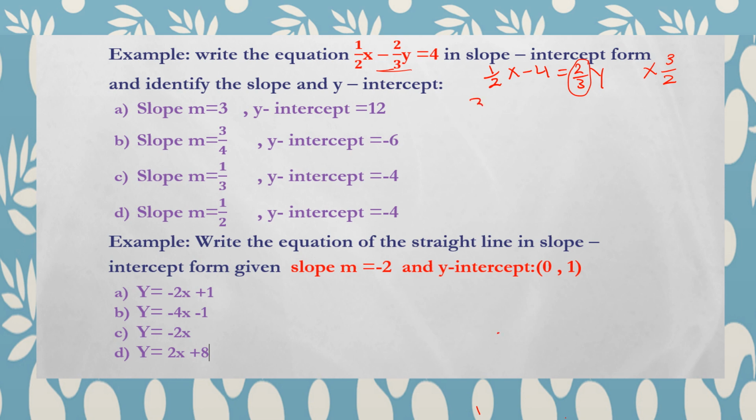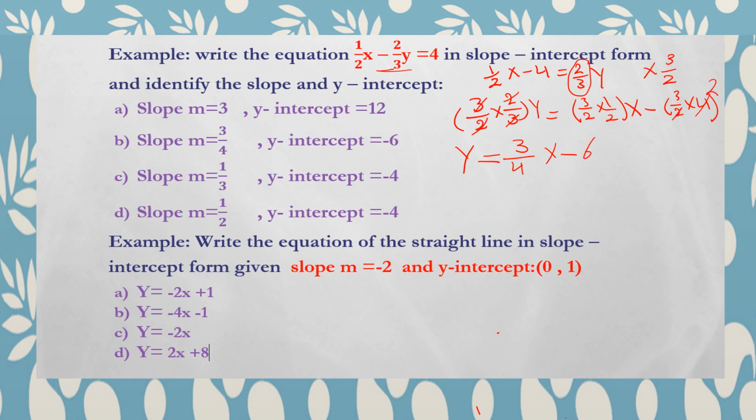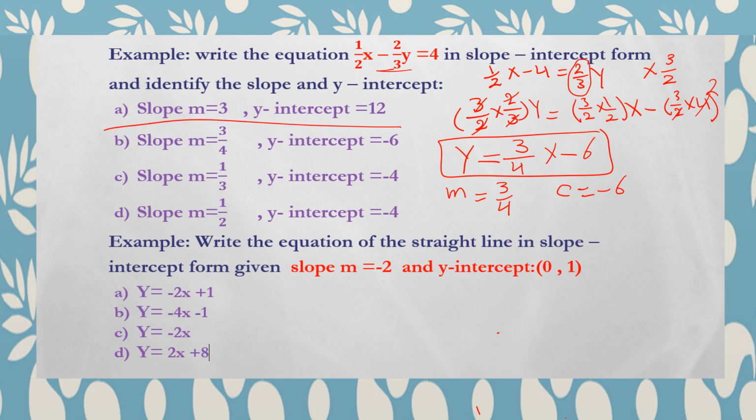So 3 over 2 times 2 over 3y equals 3 over 2 times half x minus 3 over 2 times 4. y equals 3 over 4x minus 6, and this is the slope-intercept form of the straight line equation, and the slope m equals 3 over 4, and the y-intercept c equals minus 6. So the correct answer is B.